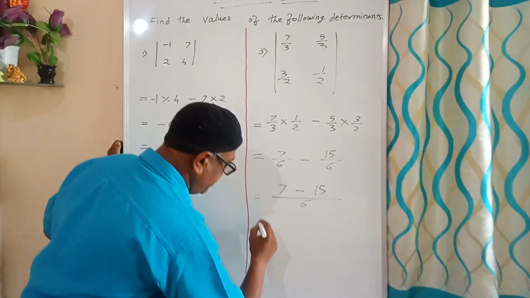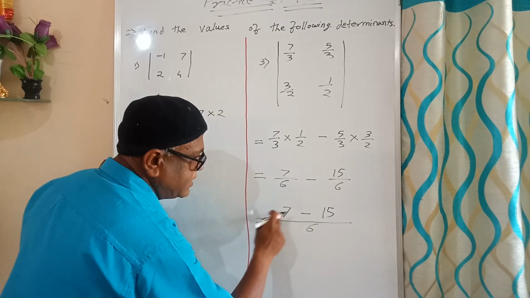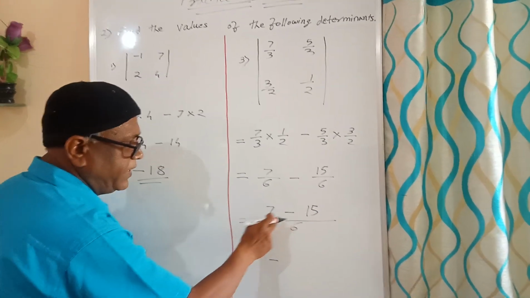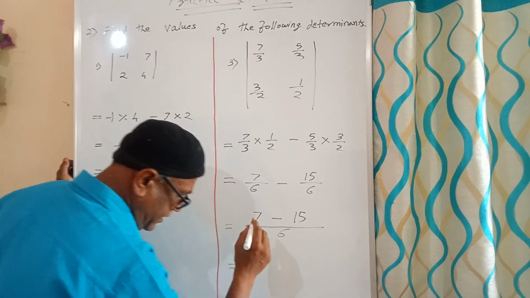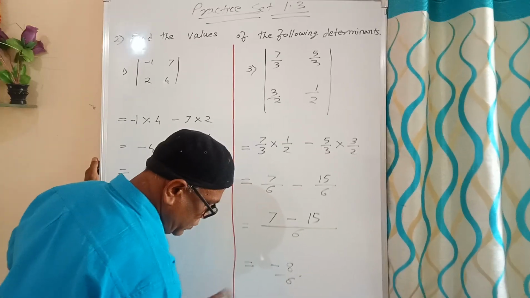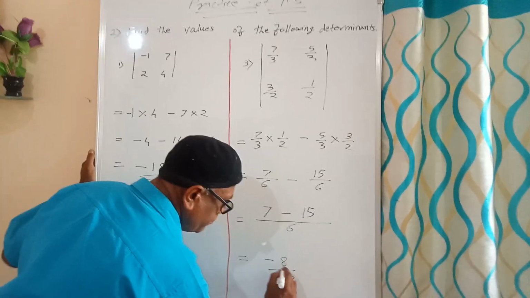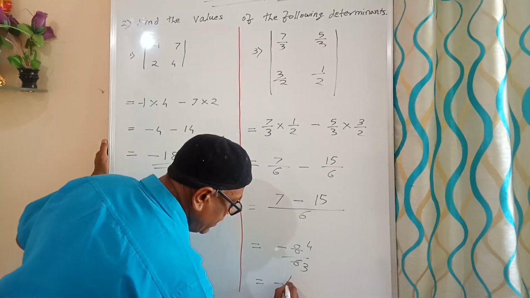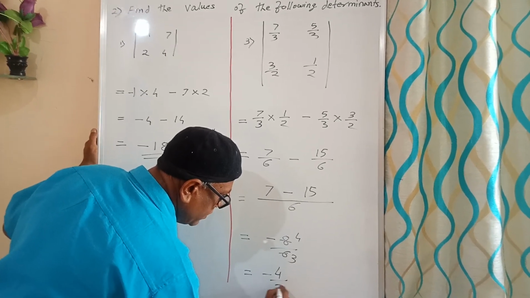Now 7 minus 15, plus and minus, subtract it but keep the greater number's sign. 15 minus 7, that is 8, upon 6, minus. 2 threes are 6, 2 fours are 8, which is equal to minus 4 upon 3.